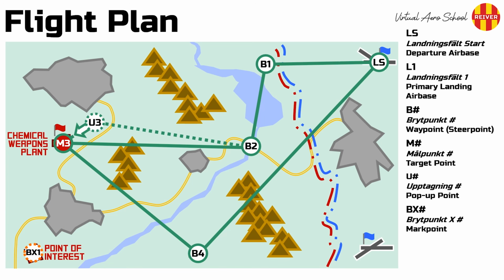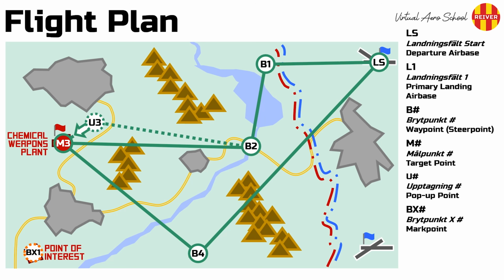A BX, or Brytpunkt X waypoint, describes a mark point. Mark points are used to identify the location of points of interest outside the navigation polygon. They do not form part of the sequential series of waypoints and are not factored into considerations such as fuel calculations, but otherwise are selectable and navigable just like other B waypoints. Mark points are labelled BX together with a number.